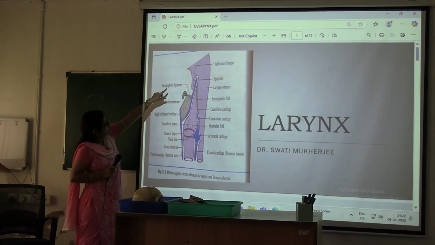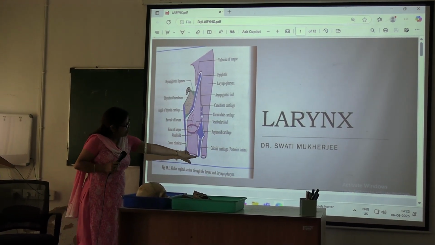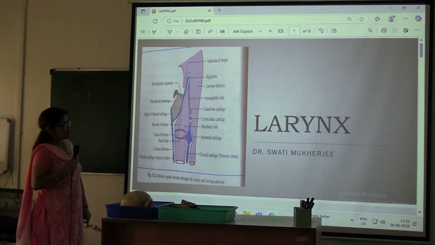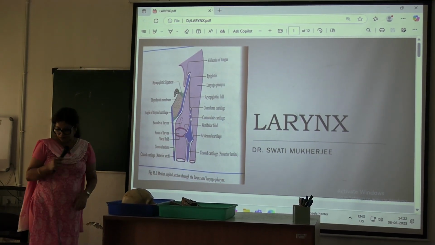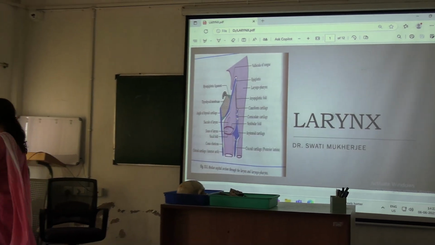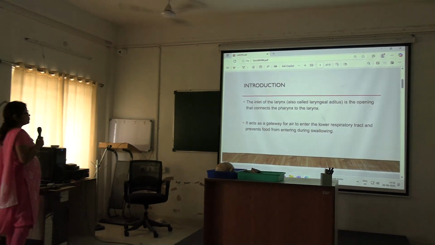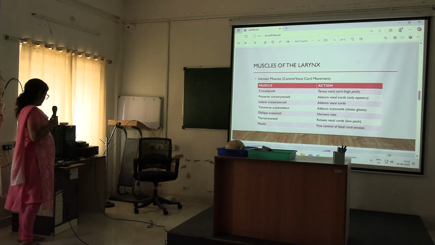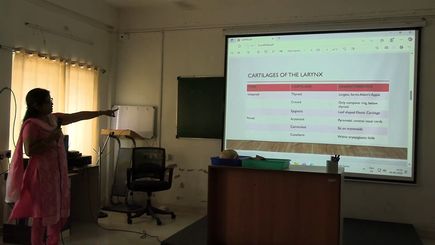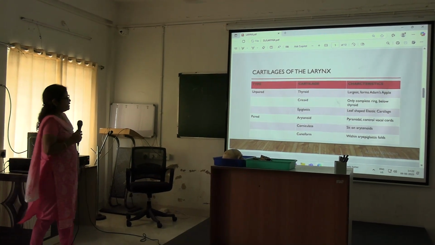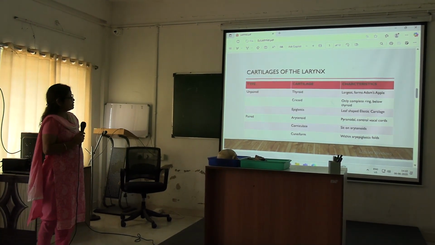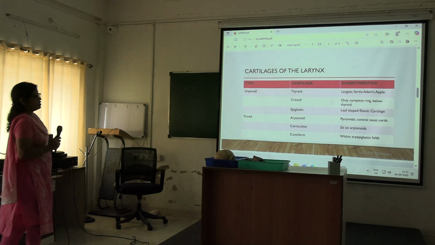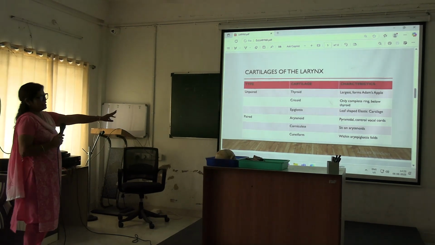And the larynx extends from the upper border of the epiglottis up to the lower border of the cricoid cartilage, that corresponds to the 6th cervical vertebra. To remember the names of the cartilages, one mnemonic is there. For the unpaired cartilages, these are ETC: epiglottis, thyroid, cricoid, and paired are ACC.